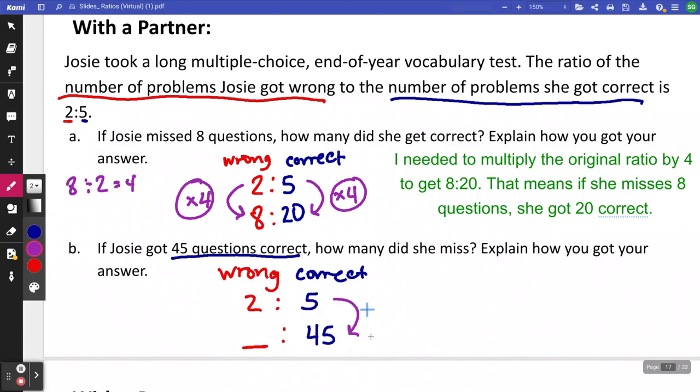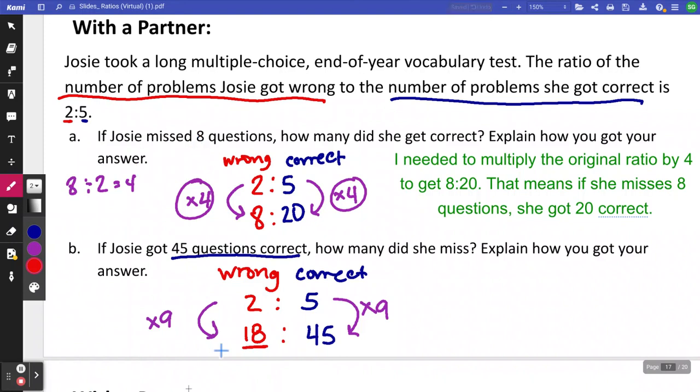Well, I know 5 times 9 gives me 45. Do that same thing over here. 2 times 9 gives me 18. She got 18 questions wrong if she got 45 questions correct.